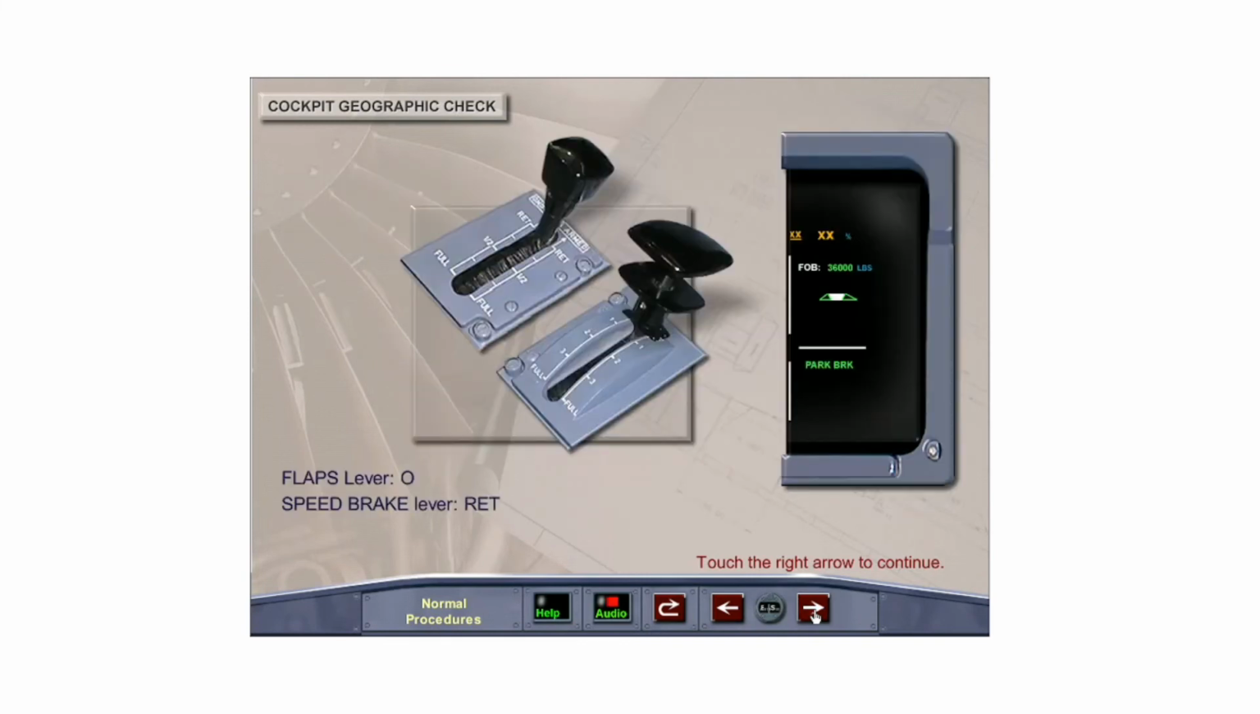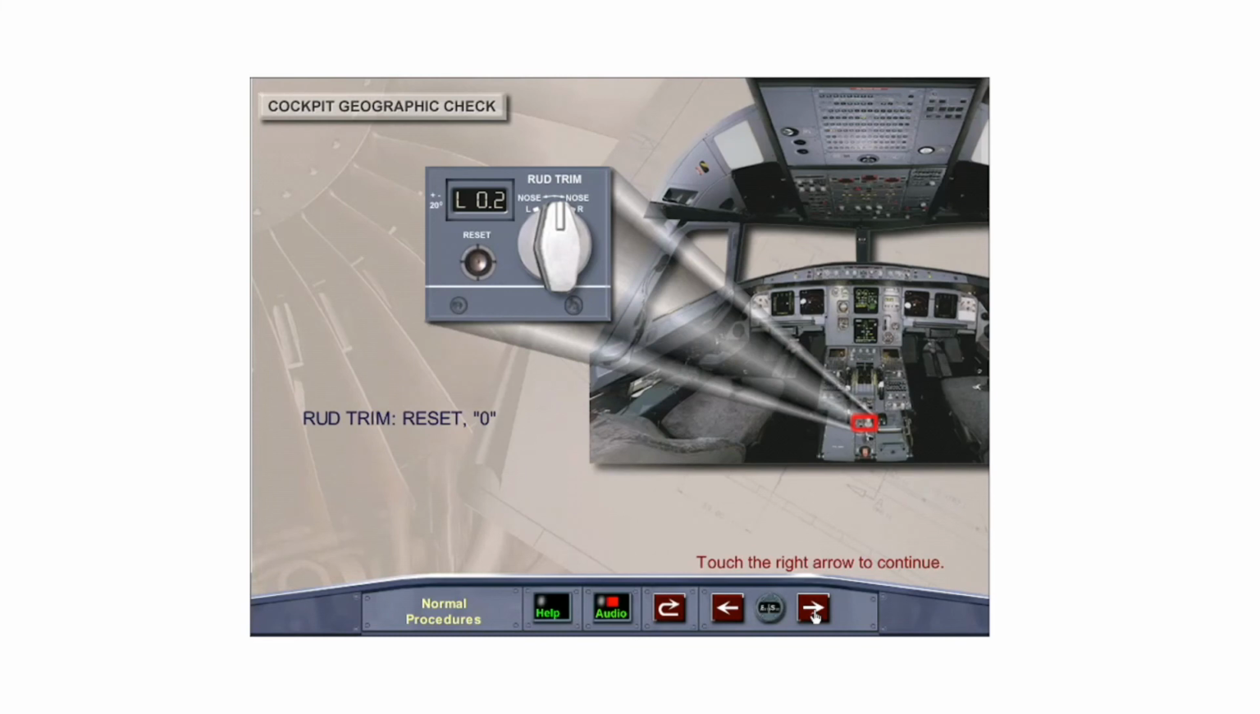On the center pedestal, again ensure the speed brake lever is in the retract position and the flaps lever is in agreement with the ECAM flap position indicator. Normally the flaps will be in the 0 retracted position. The rudder trim rotary switch should be centered. Push the reset button to ensure the rudder trim is zeroed and confirm the position indicator is 0, plus or minus 0.8 degrees.